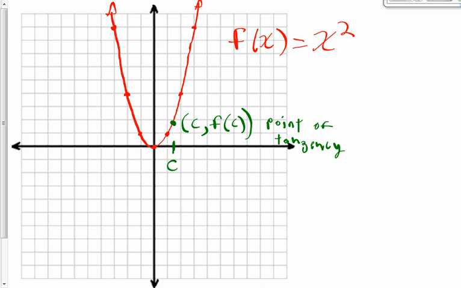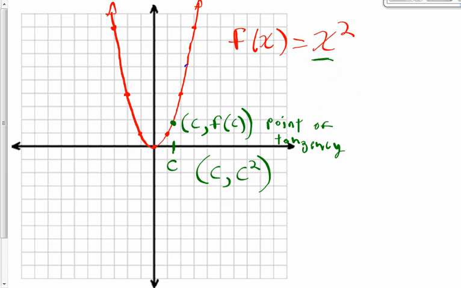All right. And that point can actually be written as C comma C squared, because f of x is equal to x squared. So this point right here is C comma C squared because of what the function is.